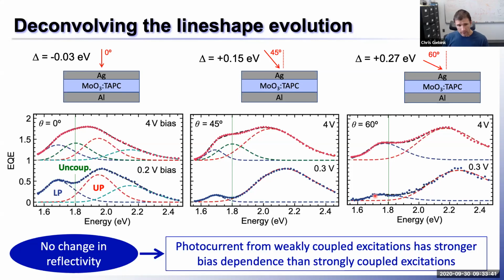Now, it's important to emphasize that there is no change in reflectivity of these cavities with bias. The reflectivity is totally independent of bias, but yet the line shape of the photocurrent is changing, which is very unusual. And what it suggests is that the photocurrent from weakly coupled excitations has a stronger bias dependence, or dependence on electric field, than the case of strongly coupled excitations.